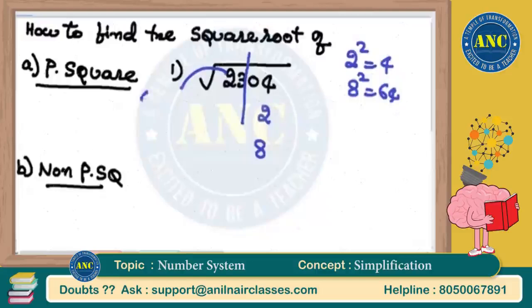23 lies between which two numbers? 4 square 16 and 5 square 25. What is the smallest number? Smallest number is 42 or 48. So there are two options, 42 or 48.